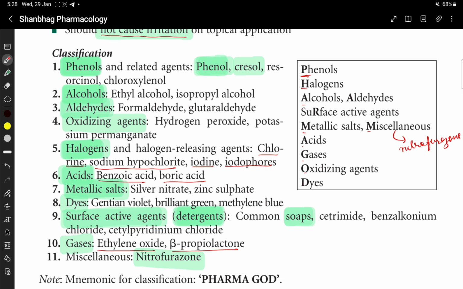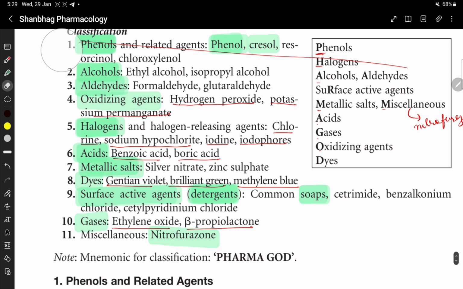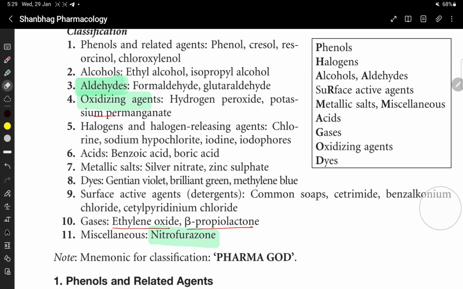O for oxidizing agents like hydrogen peroxide and potassium permanganate. D for dyes. Dyes like gentian violet, brilliant green, and methylene blue. These all are antiseptics. So the mnemonic for antiseptics is Pharma God.